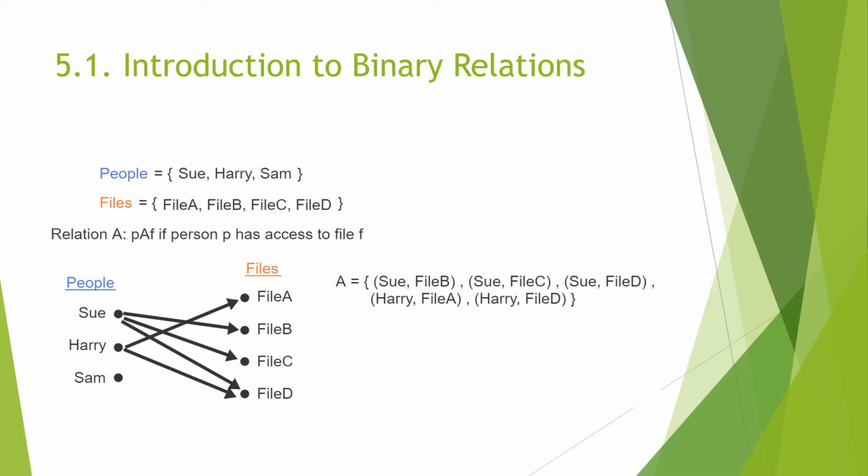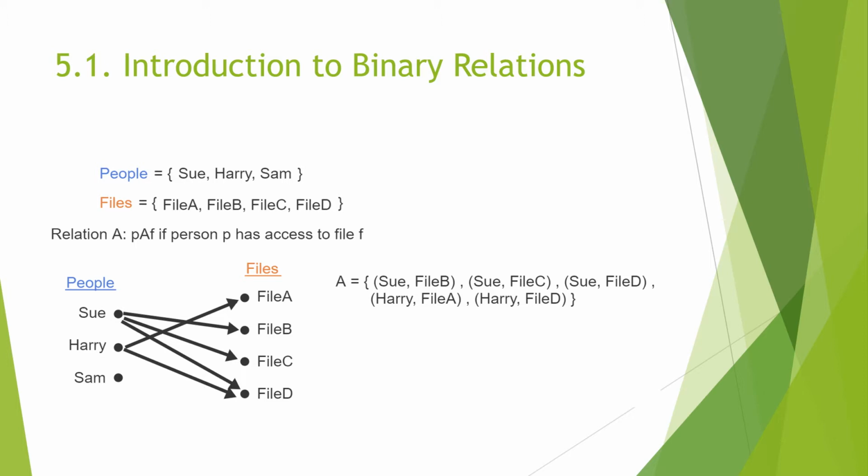So let's assume that there are three people in our domain. This is called domain in a similar way that we define domain in functions. So Sue, Harry, and Sam. And this is the target or codomain, like file A, file B, file C, file D. In fact, we are studying the access of three people to 4 files. That's why we have only 3 persons in the domain set and 4 files in the target set.